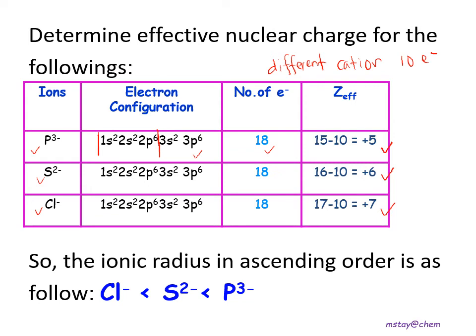So in this case, the ionic radius which is the smallest among these three belongs to chloride ion, and P3 negative has the largest size.